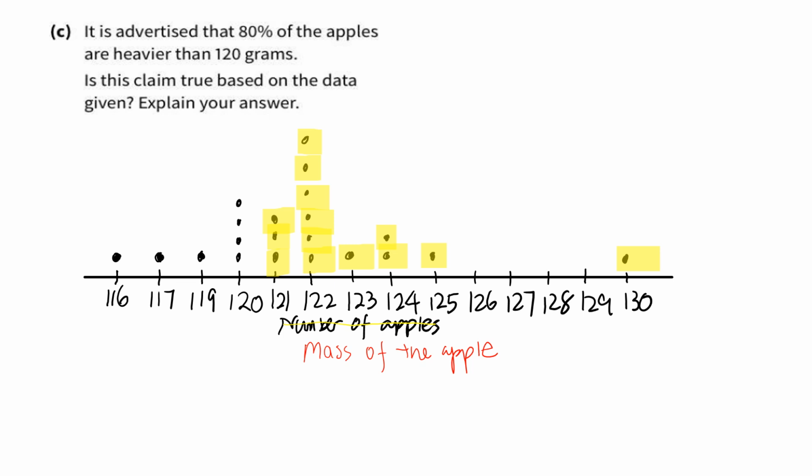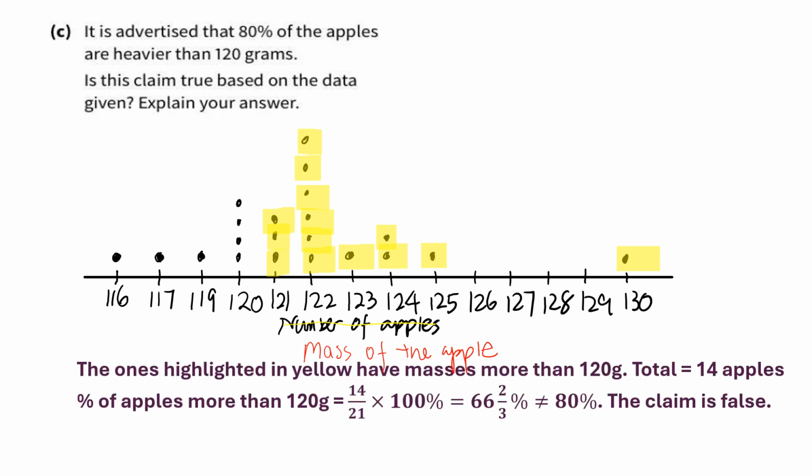Okay, so if you count the number of dots that I have there, it's actually 14. So 14 out of 21 apples times 100% is only 66 2/3%, which obviously is not equal to 80%. Alright, so therefore the claim is false. So if you want to buy the apples from this farmer, don't buy, okay, it's not true.